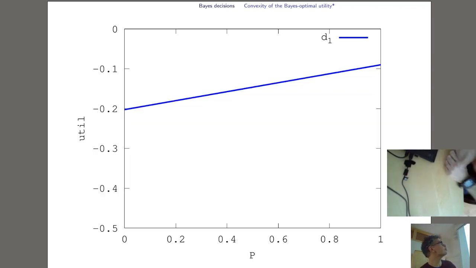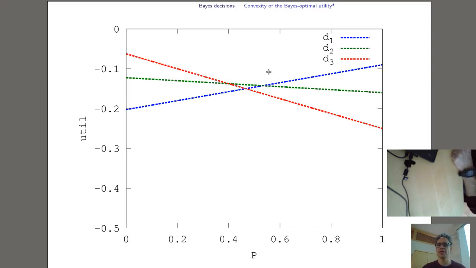I will write through it graphically, okay? So here you have a mixture between one distribution and the other. Here you believe it's distribution one, and then here's distribution zero, and here you're in between. Now you fix some decision, some action, and the value of this action changes linearly because of linearity of expectations. If you choose another action, like D2 or D3, then again they change linearly.